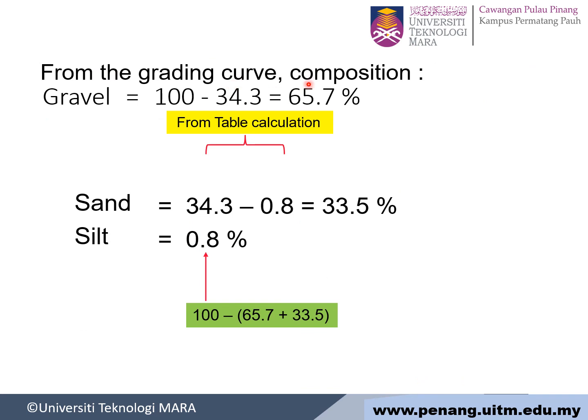From the grading curve composition, gravel is 100 minus 34.3, 65.7. You may also find it from the table of calculation, but usually I will refer to the grading curve. And then sand is 34.3 minus 0.8. This one I already explained to you. So silt is 100 minus 65.7 minus 33.5, so you will get 0.8.